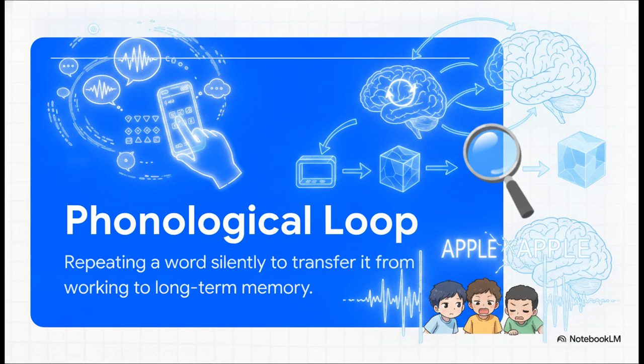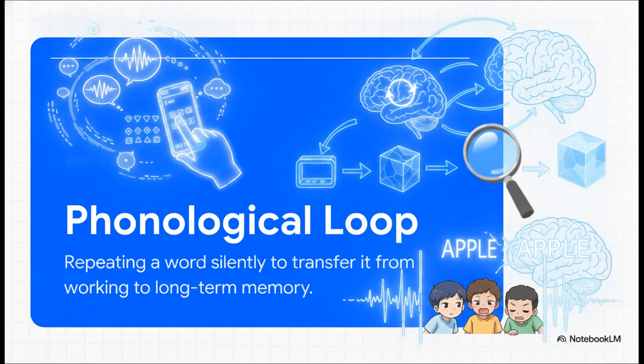We all know pronunciation is about being understood, sure, but the science goes way deeper than just sounding clear. Think about a time you had to remember a phone number, and you just kept repeating it over and over in your head until you could type it in. That right there is your working memory using something called the phonological loop. Your brain silently repeats a word to hold on to it, and eventually that transfers into long-term memory.